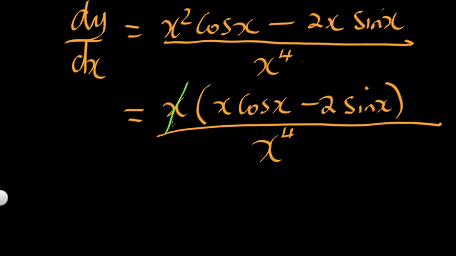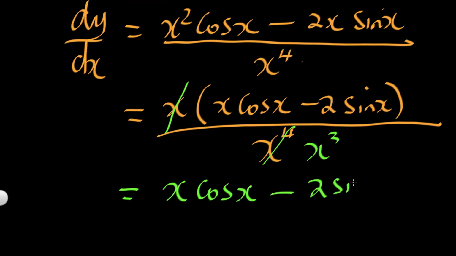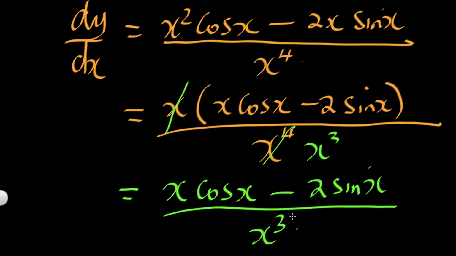Algebra allows us to cancel here and here so that we have x cubed here in the end. So our final answer will be x cosine of x minus 2 sine of x over x cubed. This is our answer. You can write it in different forms. It really doesn't matter, but this is our answer. I want to write this in a different form. Allow me to write this in a different form.